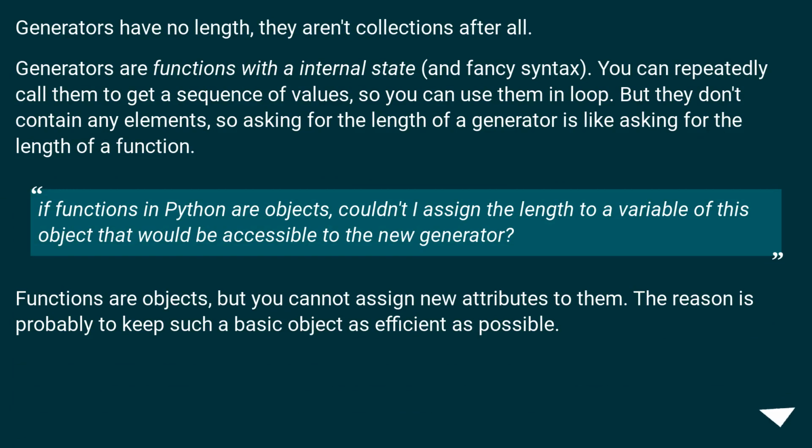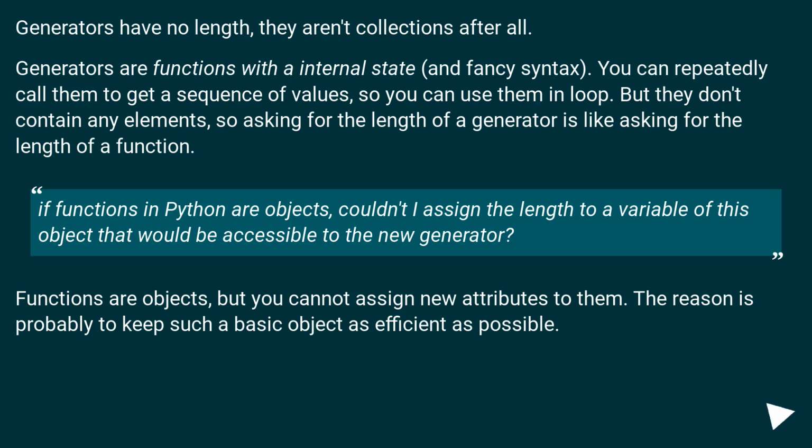Generators have no length, they aren't collections after all. Generators are functions with their internal state and fancy syntax. You can repeatedly call them to get a sequence of values, so you can use them in loop. But they don't contain any elements, so asking for the length of a generator is like asking for the length of a function. If functions in Python are objects, couldn't I assign the length to a variable of this object that would be accessible to the new generator?